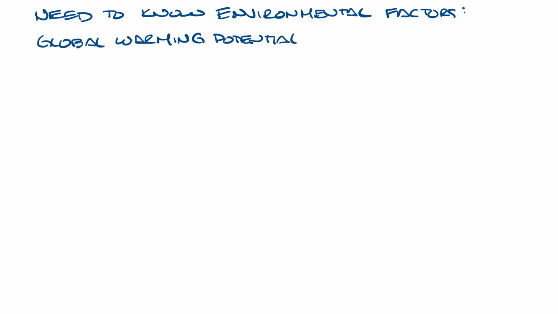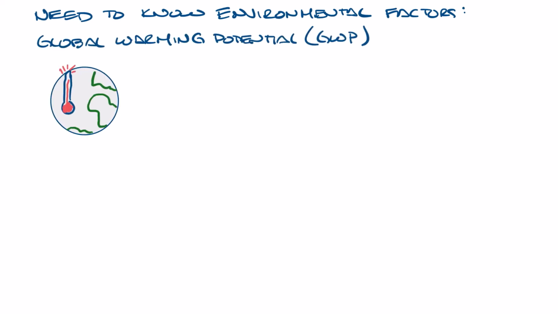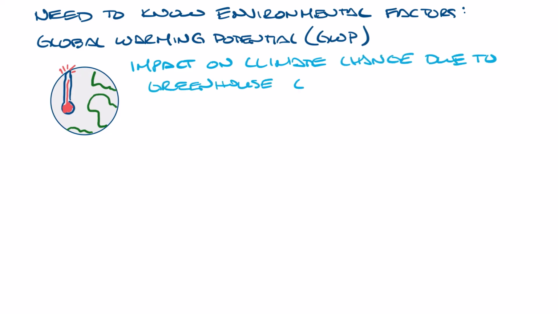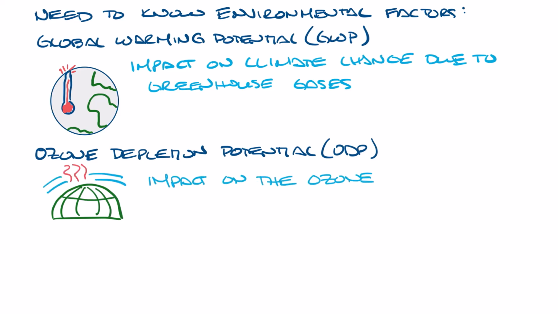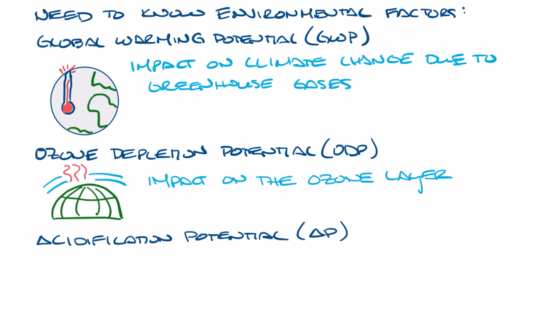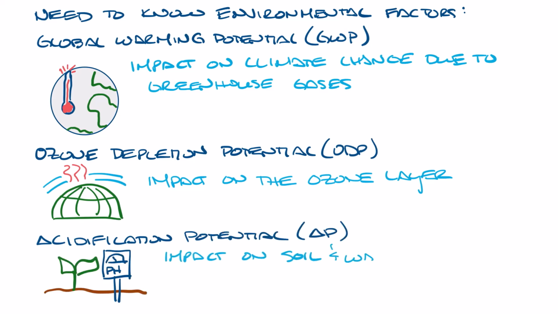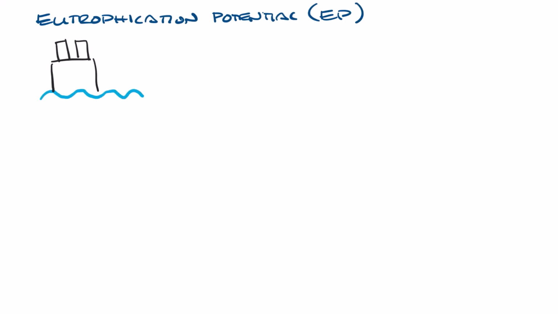So when I talk about knowing the environmental impact, there are several factors you need to know, like global warming potential. This is the impact on climate change due to greenhouse gas emissions. You also need to know the ozone depletion potential. This is the impact on the stratospheric ozone layer. Another one is the acidification potential, which is the impact on the soil and water bodies due to acidifying emissions. Move it over again. Another one is the eutrophication potential.